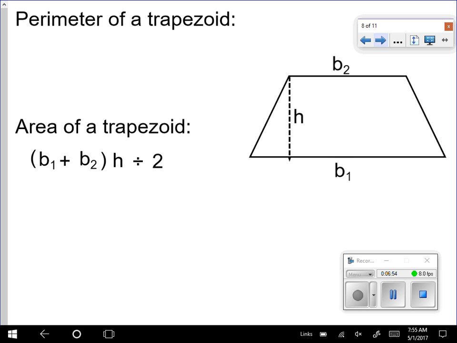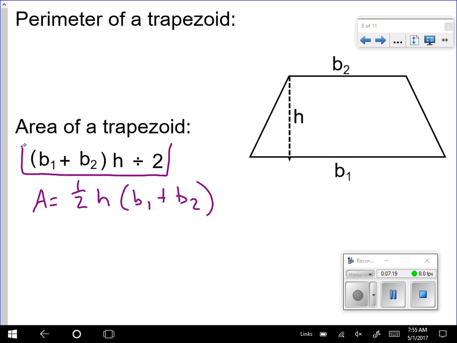Now we have trapezoids. Trapezoids tend to be a difficult one for students just because there's a lot involved in it, and there's also a fraction at times. I already have the area of the trapezoid written out here. Another way you may have seen it in the past is area equals 1/2 height times base 1 plus base 2. But as you can see, this is just another way to write that. Multiplying by 1/2 and dividing by 2 are the same thing. It deals with multiplying by the reciprocal.